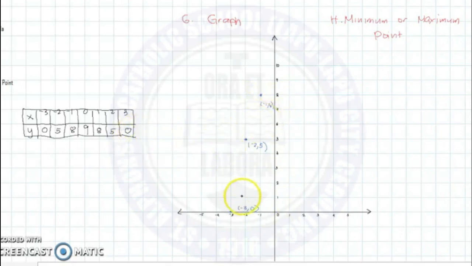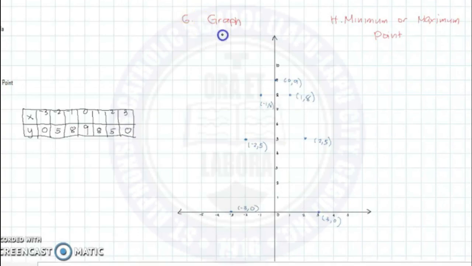Next, (negative 1, 8). Negative 1, 8 is in this part. Next, (0, 9). 0, 9 is here. So proper labeling is very important. (1, 8). This is (1, 8). Next one would be (2, 5). Here, this is (2, 5). And lastly, (3, 0). 3, 0 is in this part.